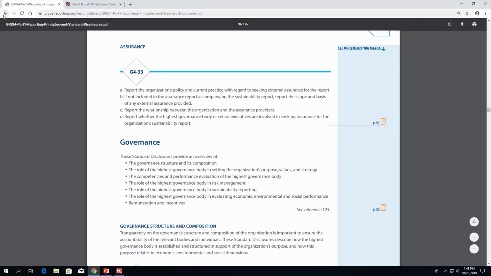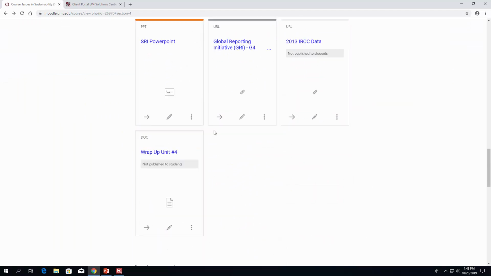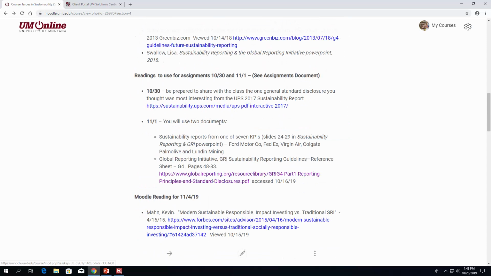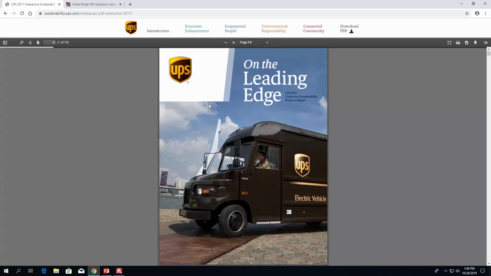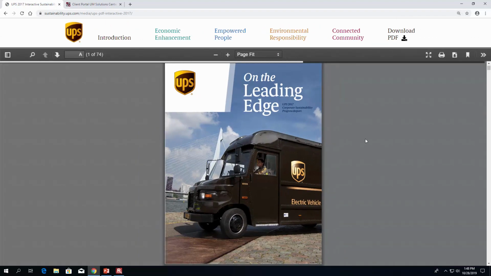And then also on Moodle is the UPS sustainability report, right here. You can see it's a 74 page report. So now you know where the report is, and you've got your little handout with the standards and the generals that take you to the pages on the link in Moodle. Now I'm going to give you the actual assignment.